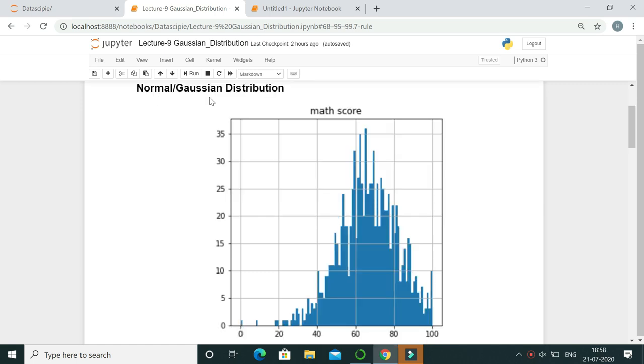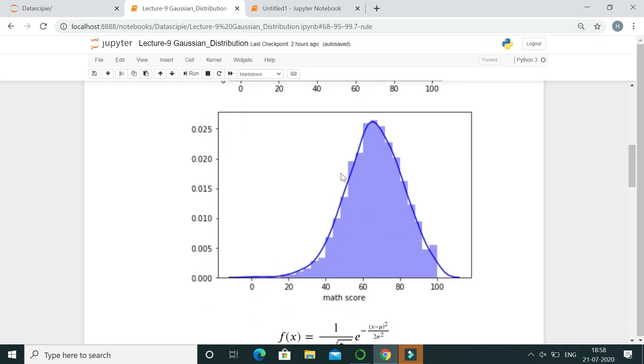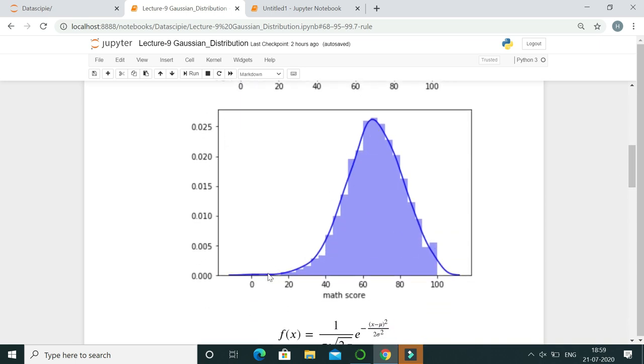So what is normal or Gaussian distribution? Suppose we have a data set of students and their mathematics marks. If we plot it on a histogram, we get that the maximum score attempted by the largest number of students is between 40 and 80. This graph gives us the idea that we are getting a bell curve. When we analyze it, we get this kind of curve. This curve is called the normal distribution.